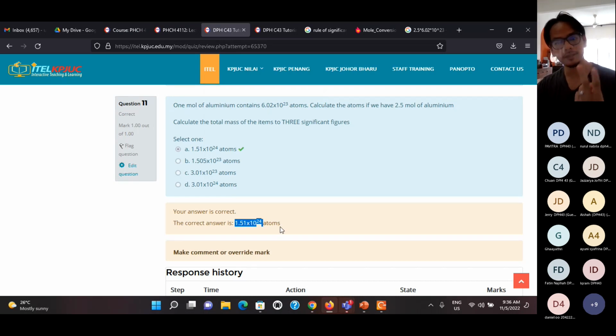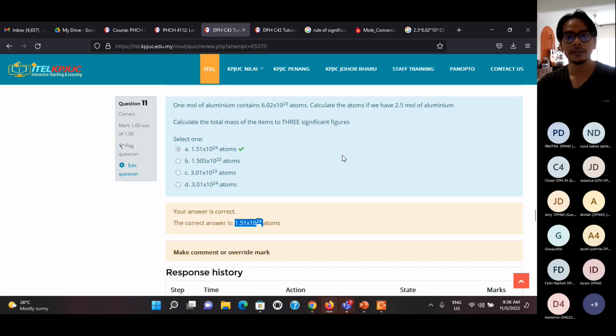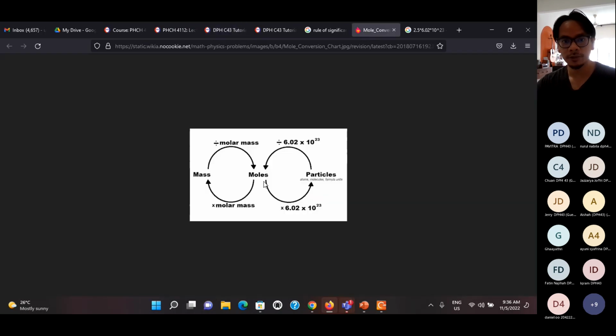So there are 2 things here yang kamu kena tahu kalau kamu nak jawab soalan ni. The first thing that you have to know adalah macam mana nak calculate the number of atoms. So that's why saya share this chart tadi. So if you have the number of moles, kamu nak cari bilangan atom, you take the number of moles that you have, darabkan dengan the Avogadro number, iaitu 6.02 darab 10 kuasa 23.